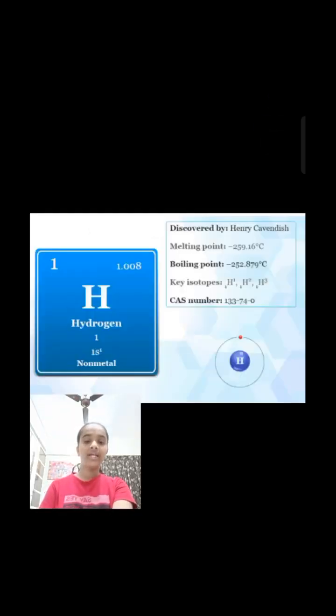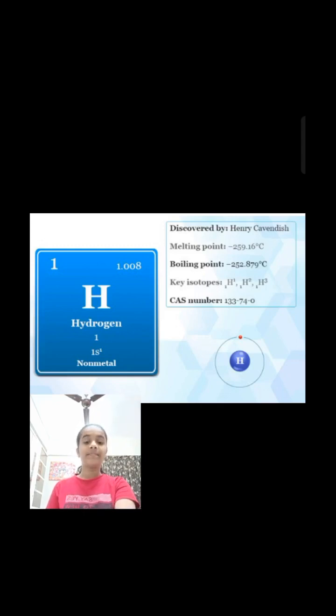Now we will see properties of hydrogen. First, we will see physical properties. First, hydrogen is a colorless, odorless, tasteless and non-poisonous gas. Second, it is the lightest element. Its density is 0.09 gram per decimeter cube. Third, it is insoluble in water. 1 liter of water dissolves 20 milliliters of gas at normal room temperature and pressure.